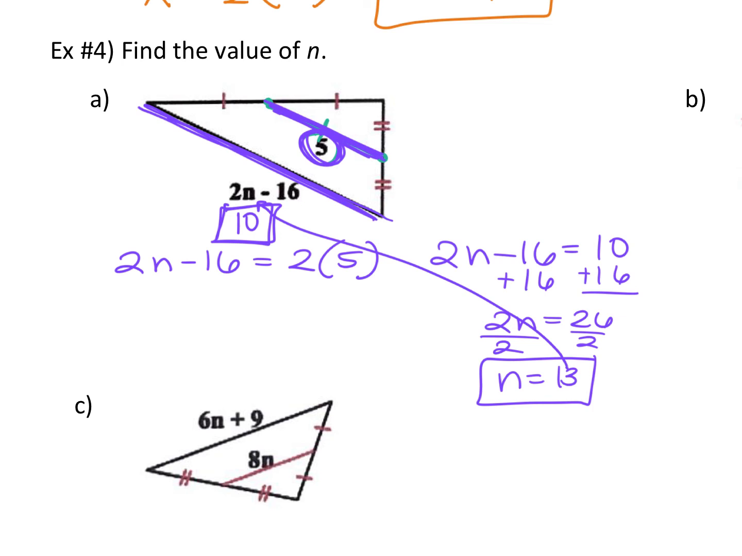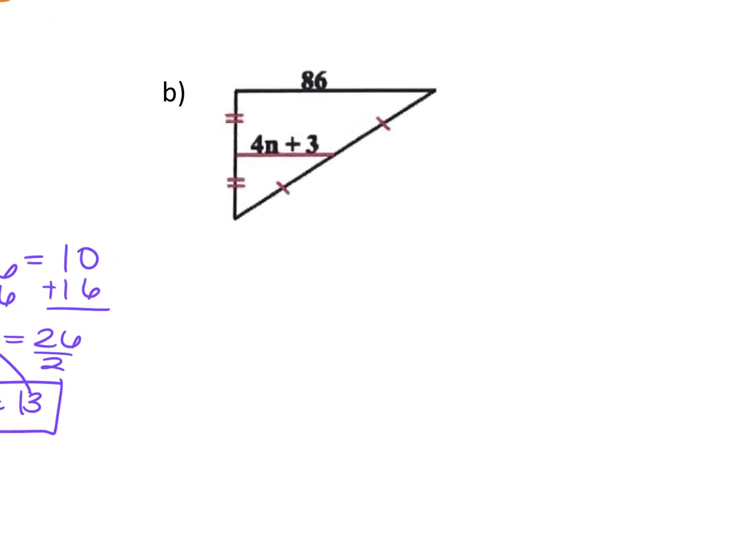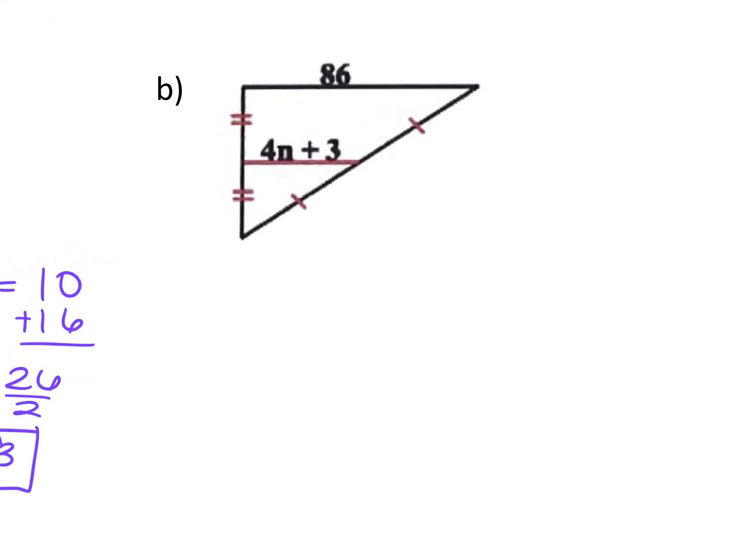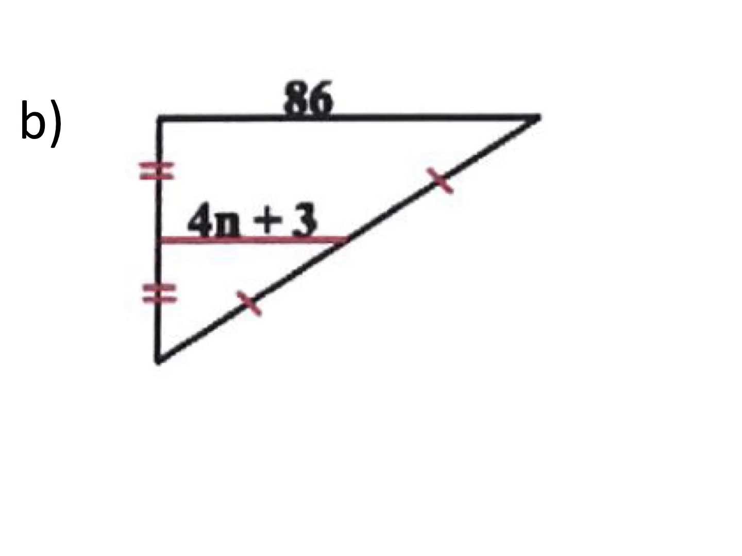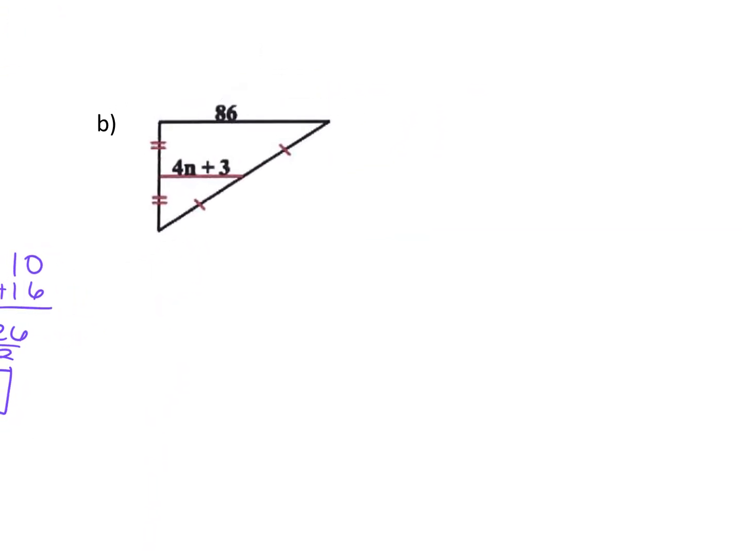Okay, we're going to do B together, and then I'm going to have you try C on your own. Okay, look at this one. What would you double? I would cut 86 and 130. Okay, but if you were going to double, which one would you have to double? The 4n plus 3. So you're either doubling the shorter one or you're cutting the bigger one in half.